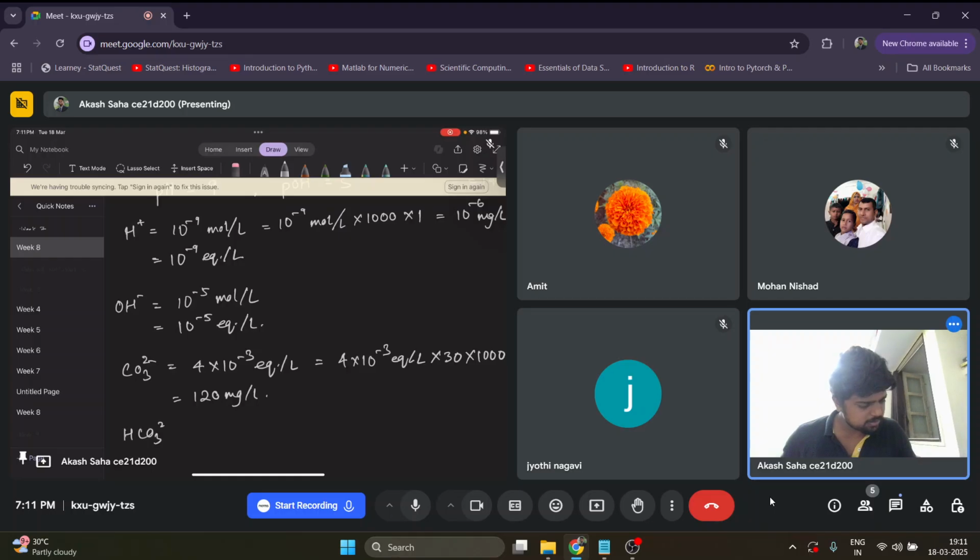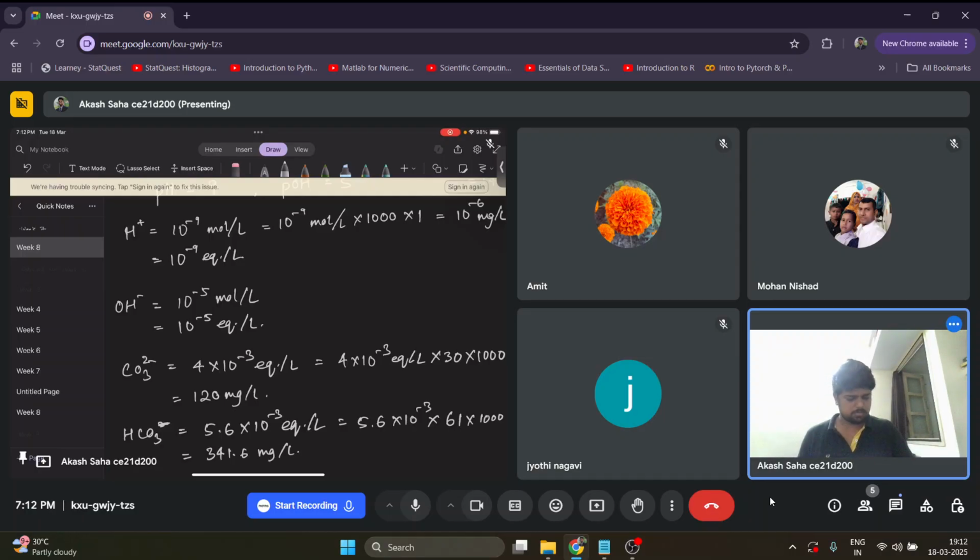Then HCO3 minus, again 5.6 into 10 to the power minus 3 equivalents per liter, into equivalent weight of bicarbonate 61, into 1000. So it will be 341.6 milligram per liter. Okay, so everything I have calculated in terms of milligram per liter, right? And one more thing, this OH also we have to find in milligram per liter. So it will be 10 to the power minus 5 into 1000 into 17, so it will be 0.17 milligram per liter. So we got everything in milligram per liter now.